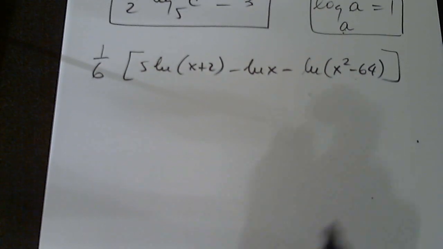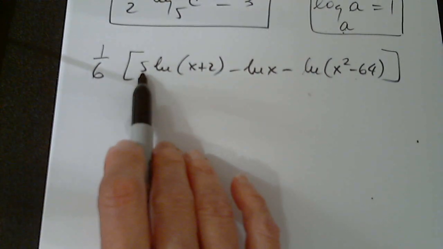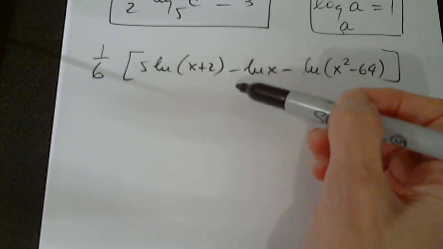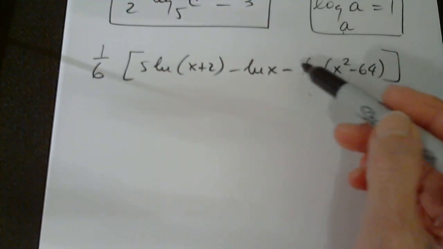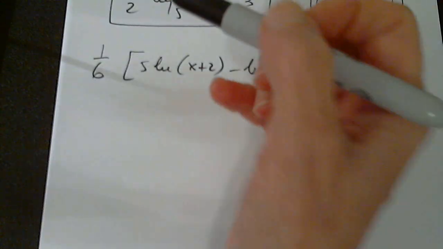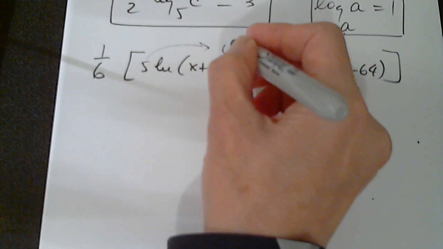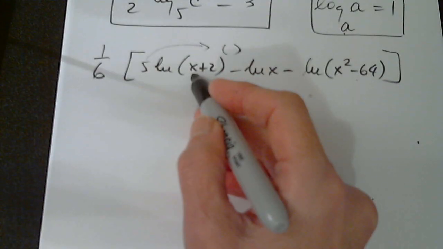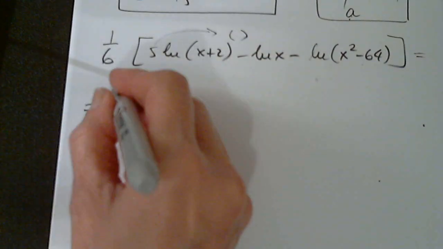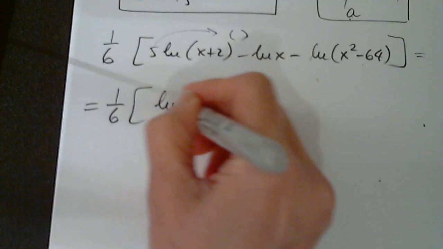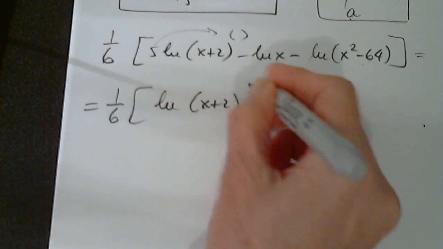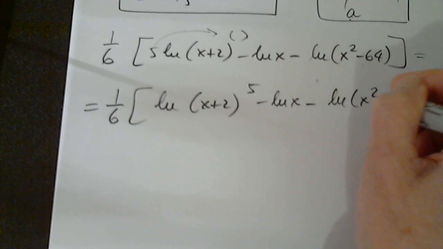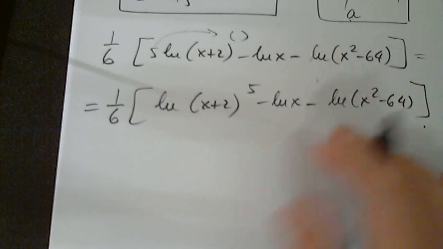So remember what we said, we cannot condense if there is a number in front of log. There is no number. If you want, yes, it's -1, but nothing else. But there is a 5 here. So first I have to put it back where it came from. It came from the power of x plus 2. So that's our first step. So natural log of x plus 2 to the 5th power minus natural log of x squared minus 64.